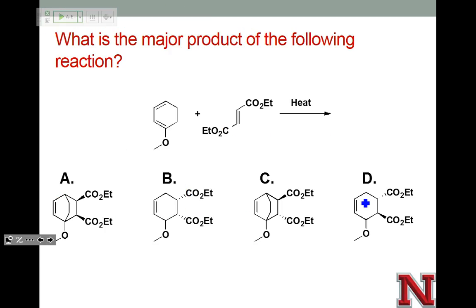The next thing we need to discuss is stereochemistry. The main thing to remember is this reaction is concerted.